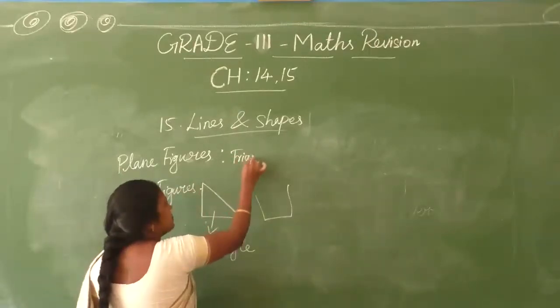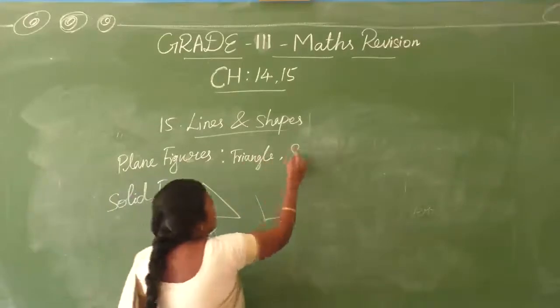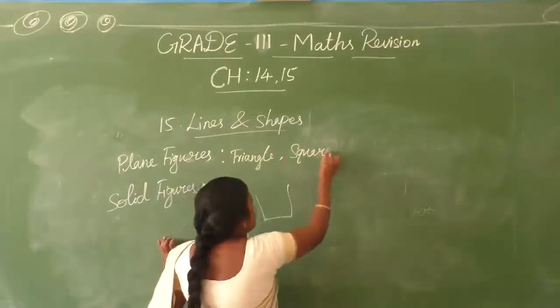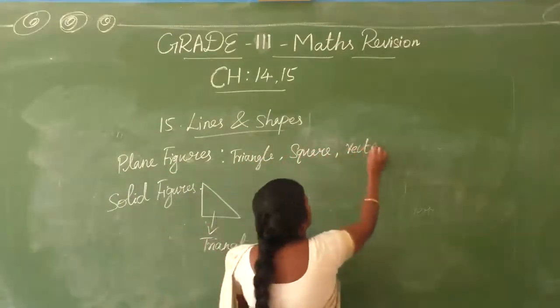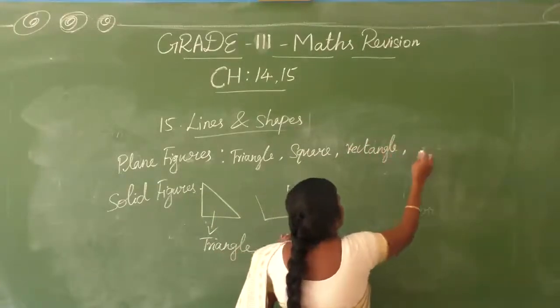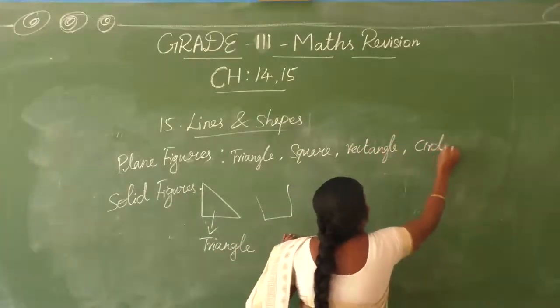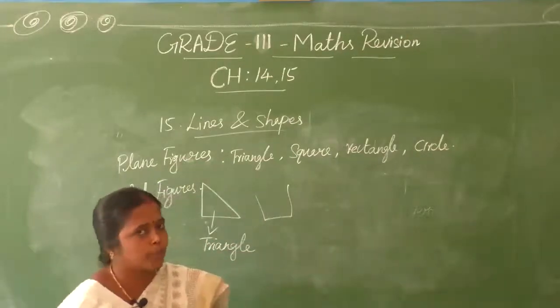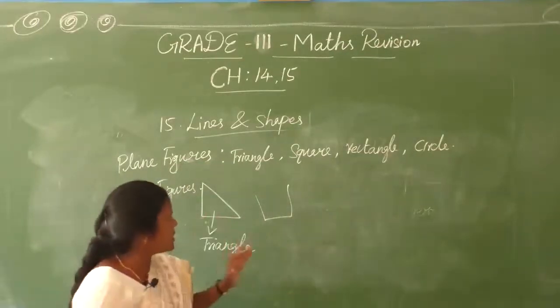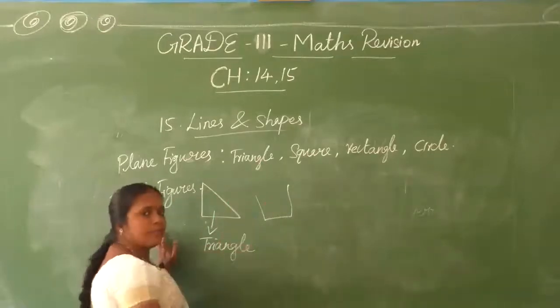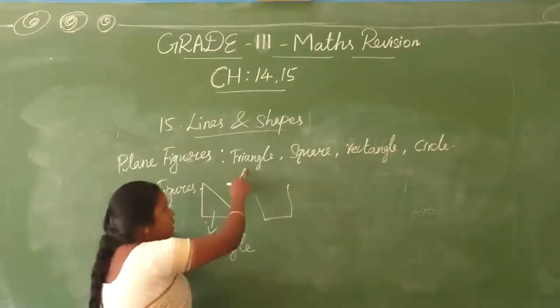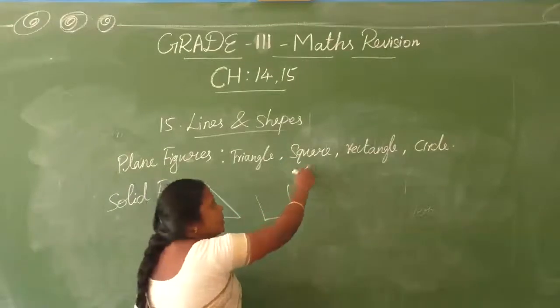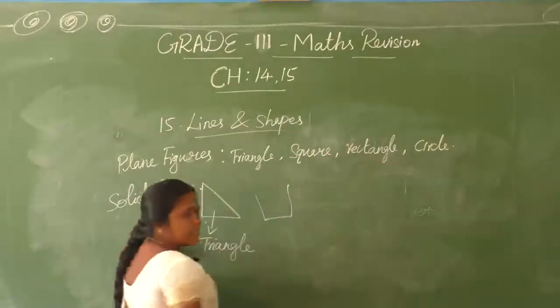Usually in the plane figures category, which shapes will come? Triangle, square, rectangle and circle. So a question may come: what are the plane figures, and draw them. What to do? First of all you have to know what the plane figures are: triangle, square, rectangle, circle.